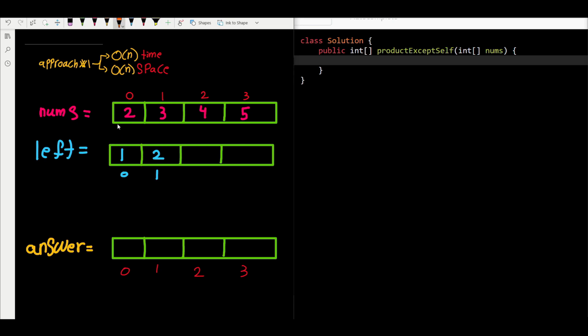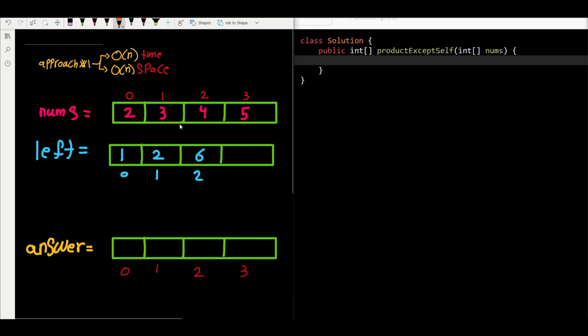So let's continue. Let's go to index 2, and at nums of index 2 we have the value 4, and we need to multiply all the numbers to the left of the value 4. Well, we have 2 times 3, which gives us 6.